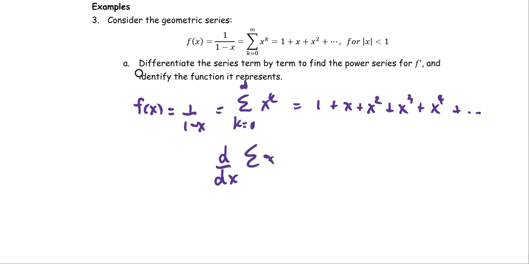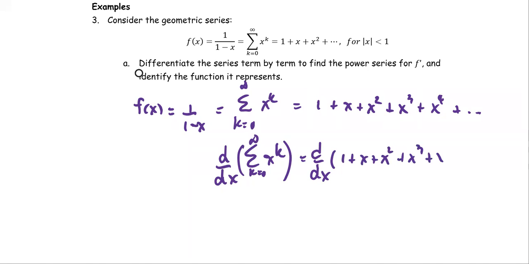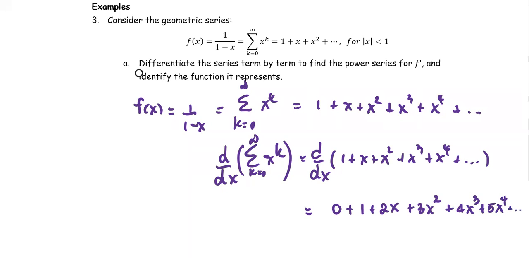of the summation for k from 0 to infinity. That means we find the derivative of 1 plus x plus x squared plus x to the third plus x to the fourth, and so forth. And we derive 0 plus 1 plus 2 times x plus 3 times x squared plus 4 times x to the third. If we keep going, we would get 5 times x to the fourth.